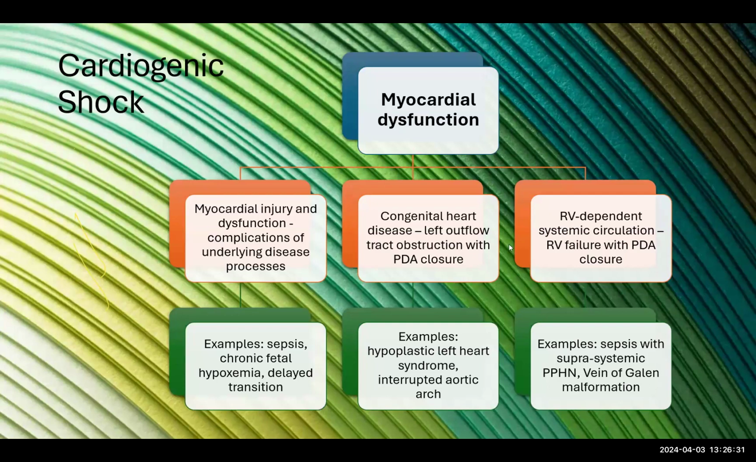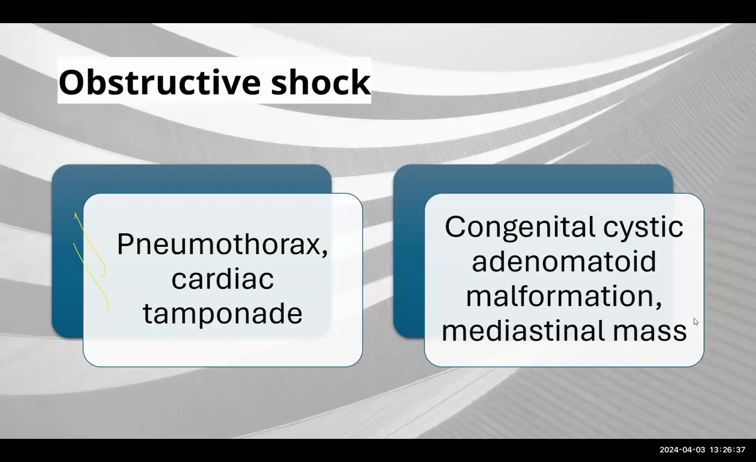So myocardial dysfunction leading to cardiogenic shock is something that we need to bear in mind. Obstructive shock, hopefully it will be readily diagnosed because of frank pneumothorax or cardiac tamponade. Other mediastinal masses are pretty rare, but pneumothorax and cardiac tamponade are something that we need to really consider when there is a shocky status, because sometimes when you fix the tension pneumothorax, things can change dramatically.